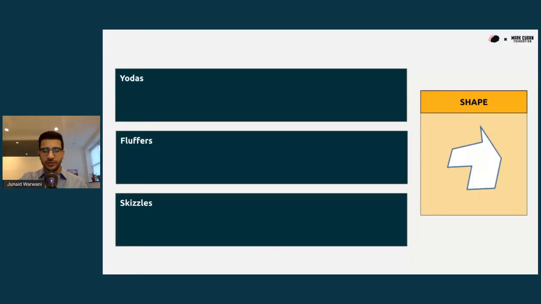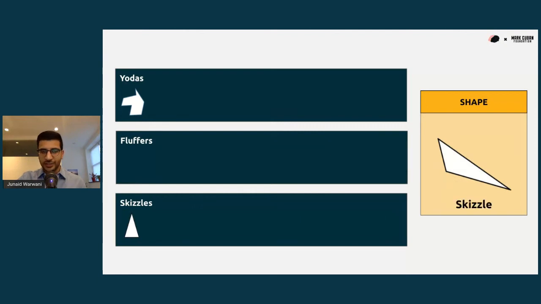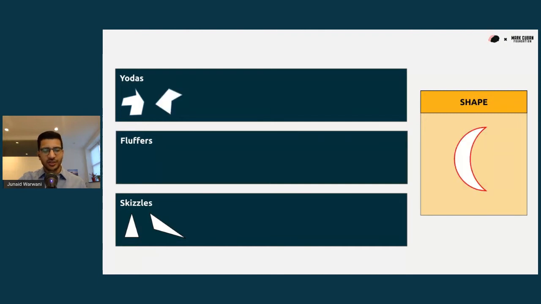So, to illustrate this more for you, we first gave you this shape, and we asked you to guess what it was, and you might have said, maybe it's a Fluffer, and we would have told you, actually, no, this was a Yoda. And then we'd show you a second shape, and you'd say, maybe this is a Skizzle, and turns out you're right, it definitely is a Skizzle. Then we show you a third shape, and you say, this maybe is a Fluffer. Turns out it's actually also a Skizzle. And we gave you another shape that was a Yoda. And we gave you another shape. And so we kept giving you examples and examples and giving you feedback on your guesses.